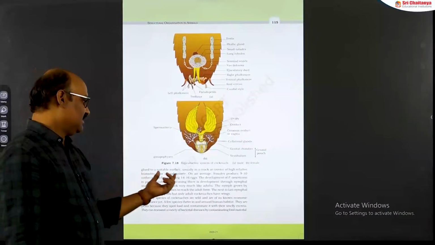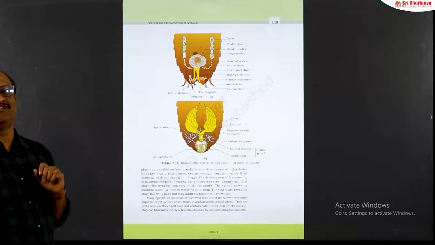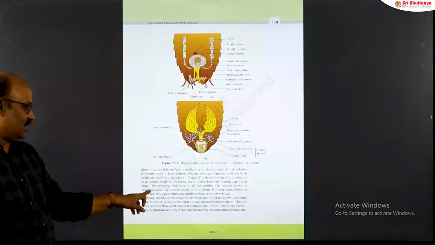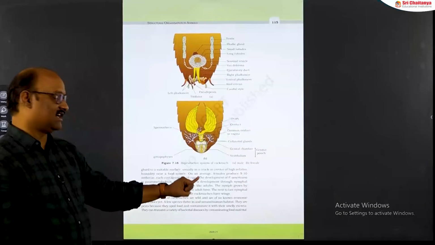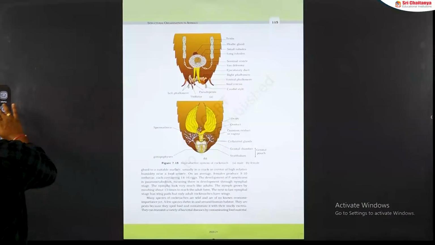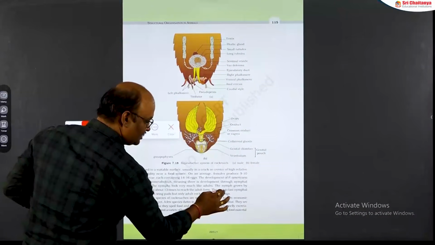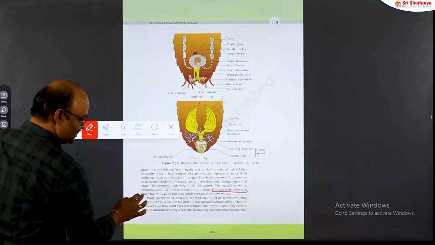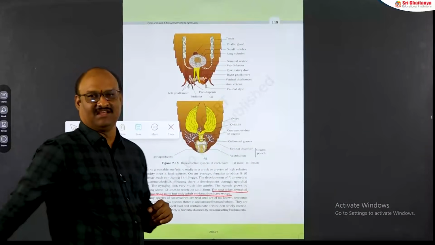And ootheca: females on average produce 9 to 10 ootheca, each consisting of 14 to 16 eggs, and the cockroach nymph molts 13 times to reach the adult form. This is a very important statement, and most people get confused in this statement. The next to last nymphal stage has wing pads, but only adult cockroaches have wings.